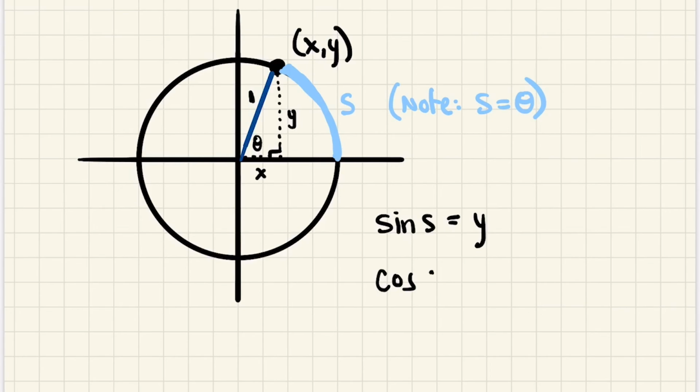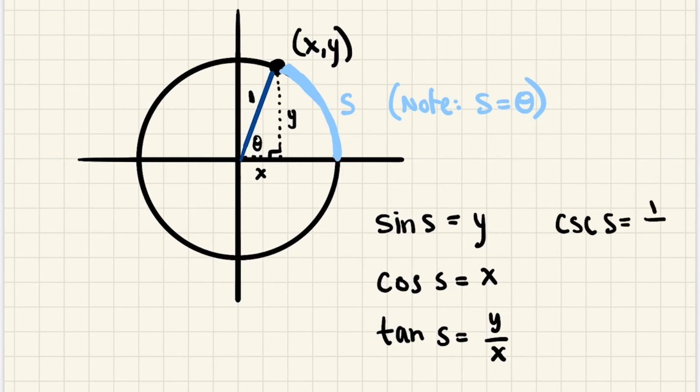Similarly, cosine of theta, we could say, well, we know that's x over r, but by the same reasoning, we could write this as cosine of s is equal to x over 1, right? So x. Tangent of s is still y over x. And now cosecant of s is 1 over y. Secant of s would be 1 over x, the reciprocal of just x. And cotangent of s would be x over y.